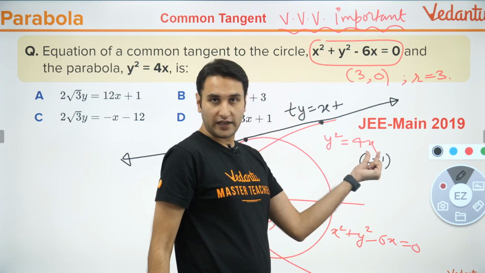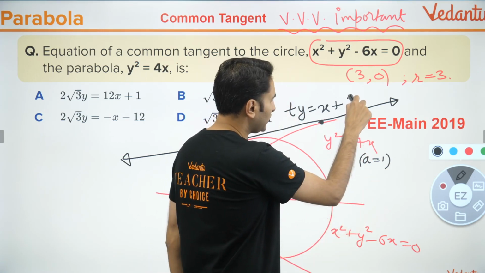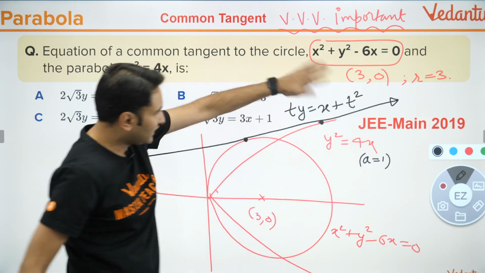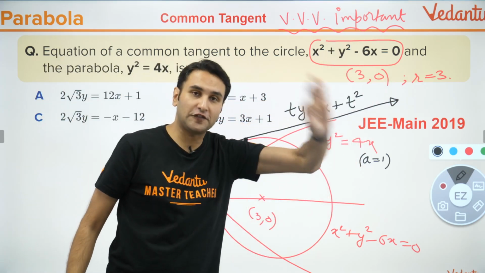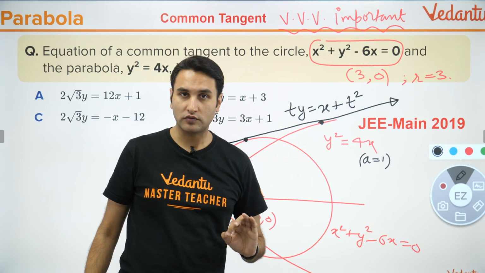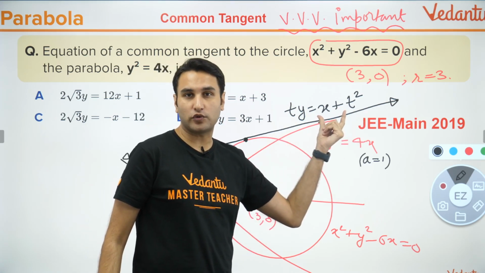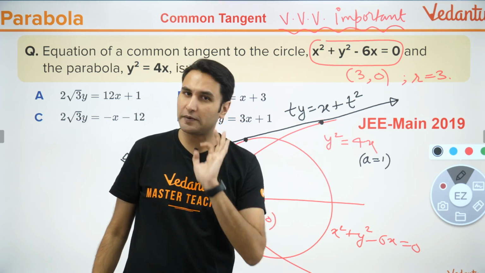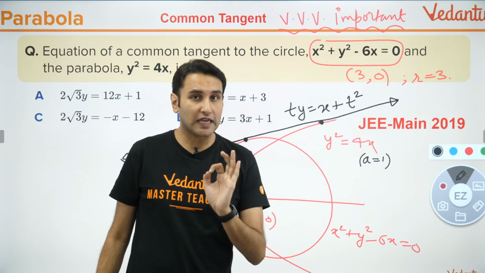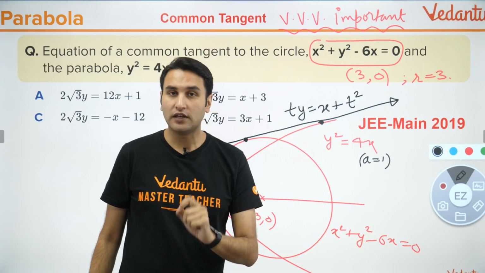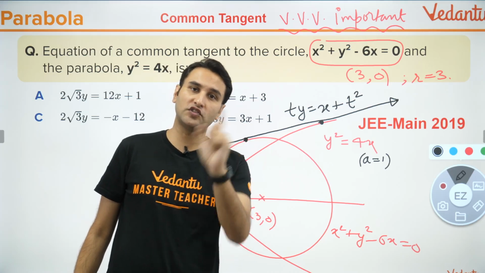This is 4ax. A is 1. A t square. So this, now this definitely is a tangent to the parabola. Yes or no? As soon as I wrote this line's equation as ty is equal to x plus at square, it guaranteed became a tangent to the parabola. Now if I make it tangent to the circle also.